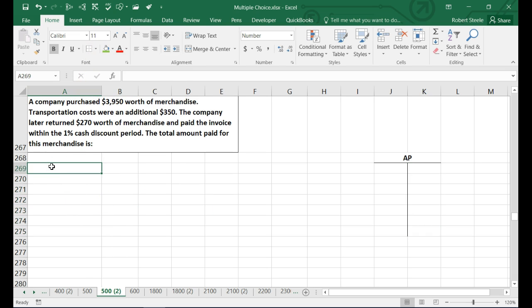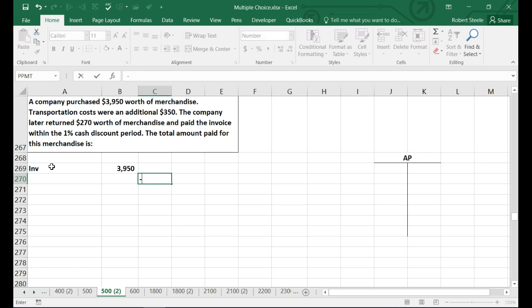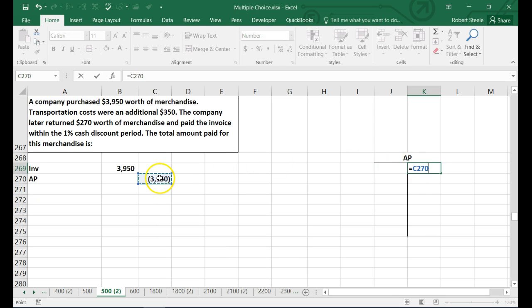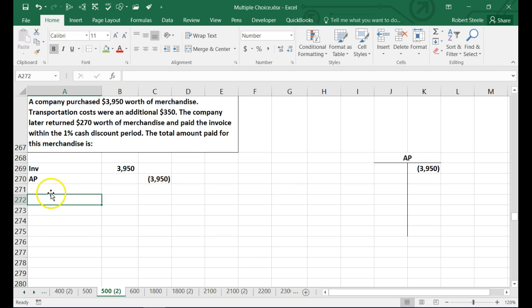Okay, so the company purchased 3950 of inventory. So we're going to say inventory then is going to go up, and I'm going to try to put all the journal entries in here. And we paid for it not with cash, but with accounts payable. That, of course, would increase our T account. The payable is going up like so. So we're going to owe that at the end of the day. Transportation costs were an additional 350. So that's going to be included in this item here.